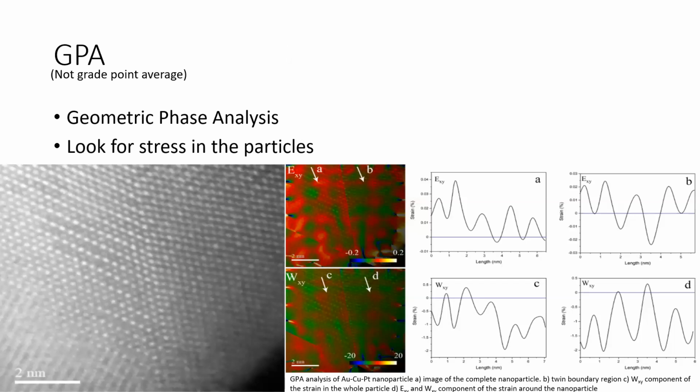Another software, and Jesus is really good at this, is geometric phase analysis. You run the image through the software and you can see where there are differences in the spacing of the atoms. This is a great way to tell if there's stress or strain and what's going on in here. As we go through, we're seeing areas of almost periodic compression and expansion between atoms in these nanoparticles.